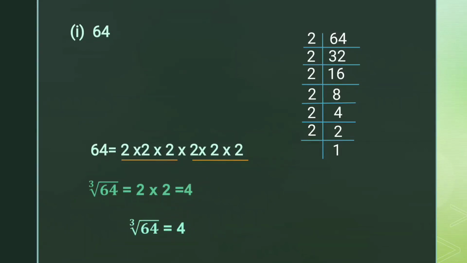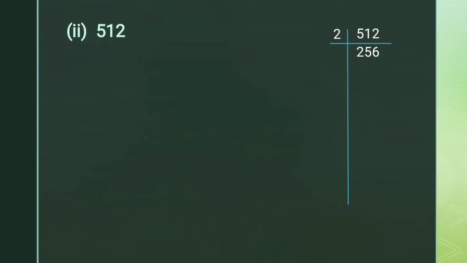Okay. Now let's do second part. That is 512. Now again we will resolve 512 into prime factors. So first of all we will divide it by 2. On dividing it by 2 we have got 256. Again we will divide it by 2 and this time we will get 128. Again it will be divided by 2 and we will get 64.